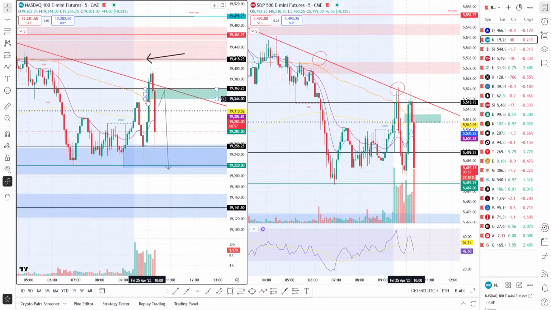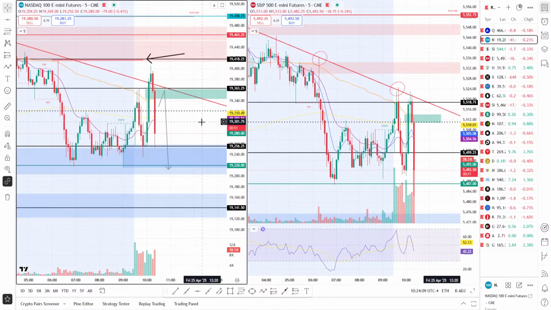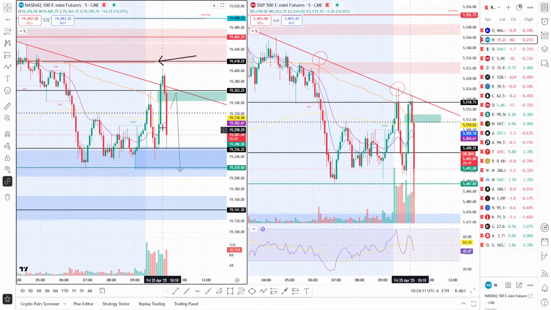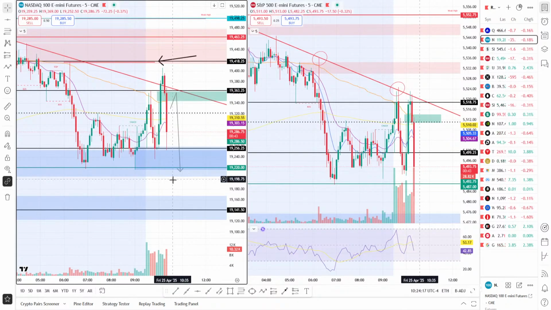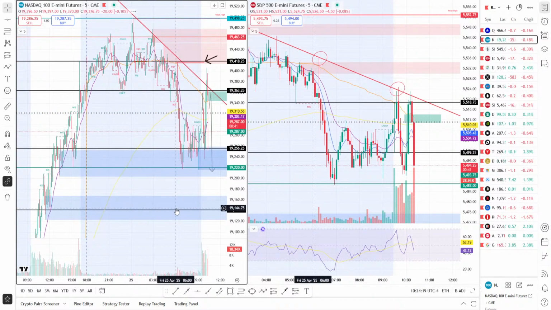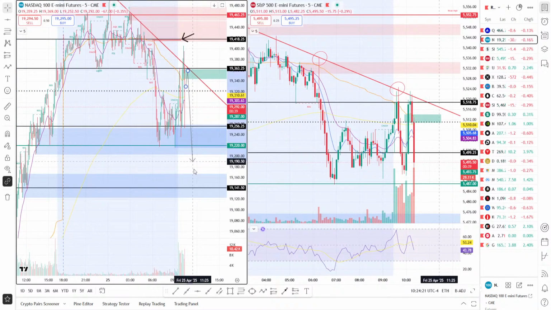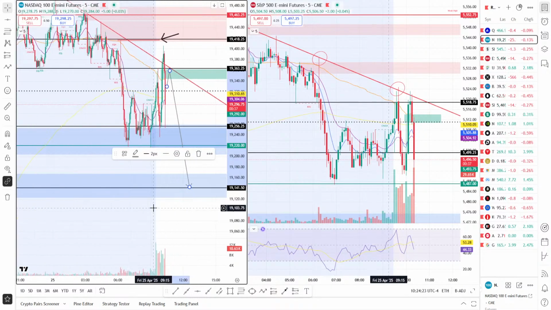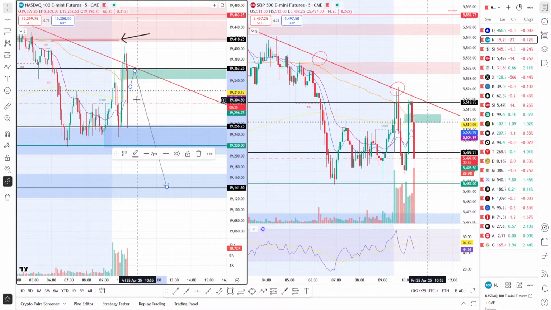The buyers failed to hold this fair value gap and hold above the VWAP. It was very bullish, I guess the news was bullish for the short term, but price quickly turned this around, and then we could go lower all the way down here if we close strong.